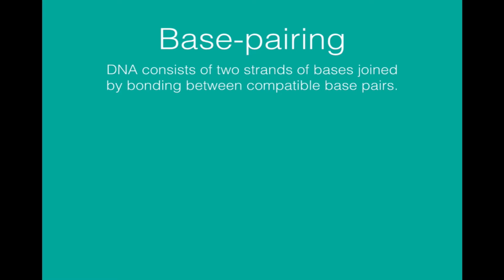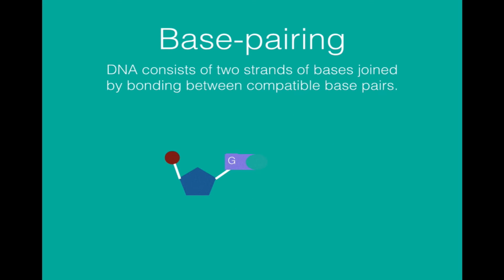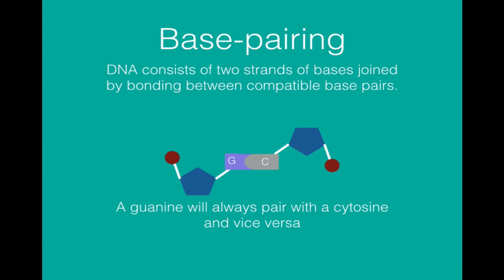Now, these nucleotides can pair together. So DNA consists of 2 strands, and these bases are joined by bonding between the compatible base pairs. So an adenine will always pair with a thymine, and vice versa. A thymine always pairs with an adenine. And similarly, a guanine will always pair with a cytosine, and vice versa. So guanine will never pair with an adenine, cytosine will never pair with an adenine or a thymine, and so on.